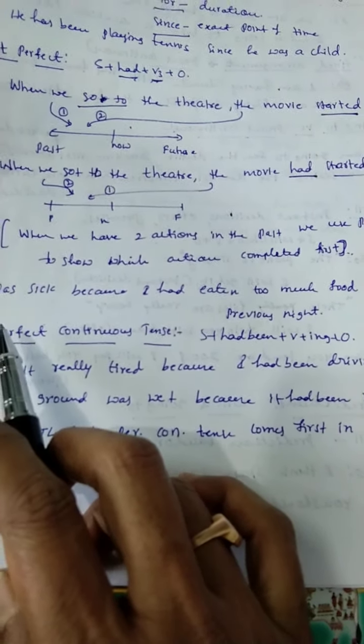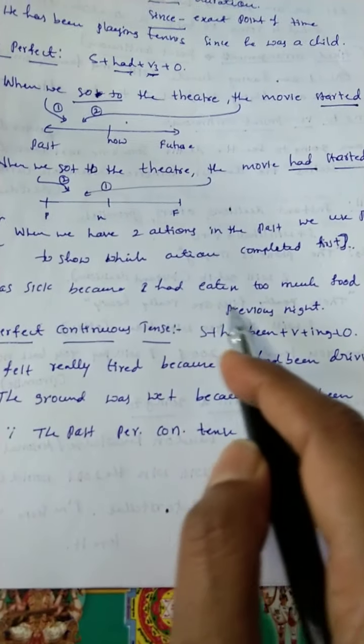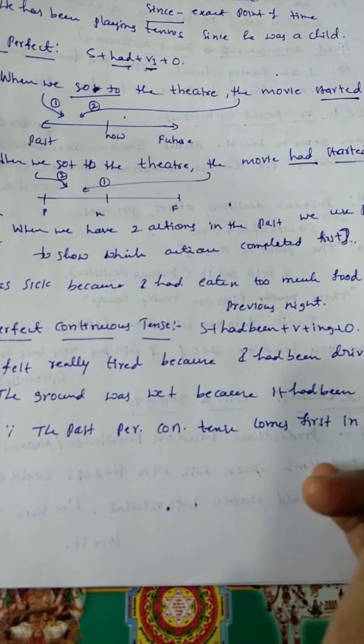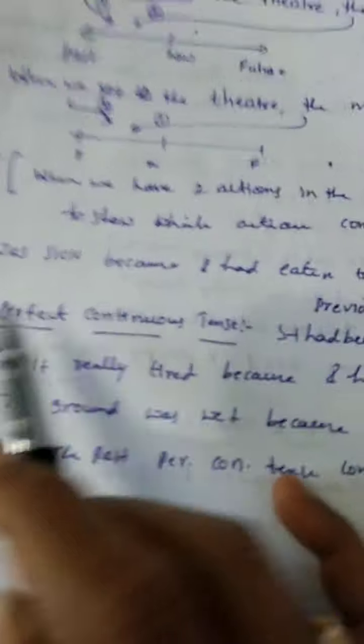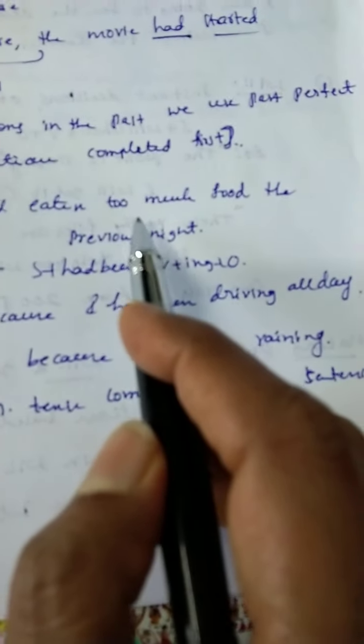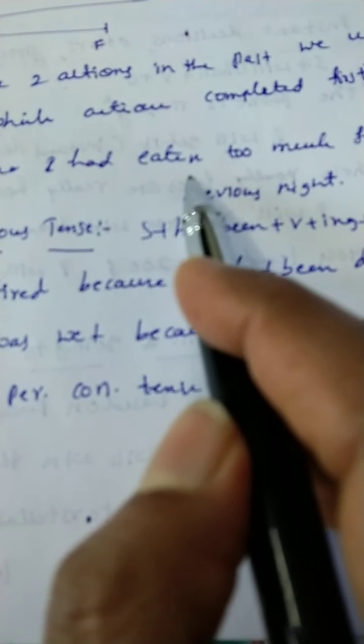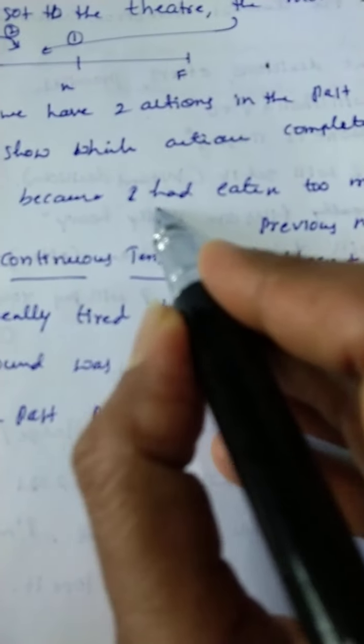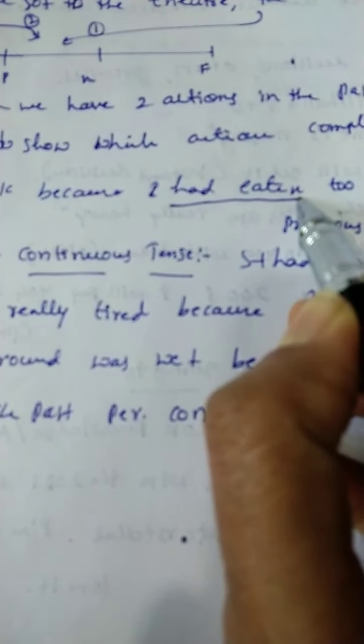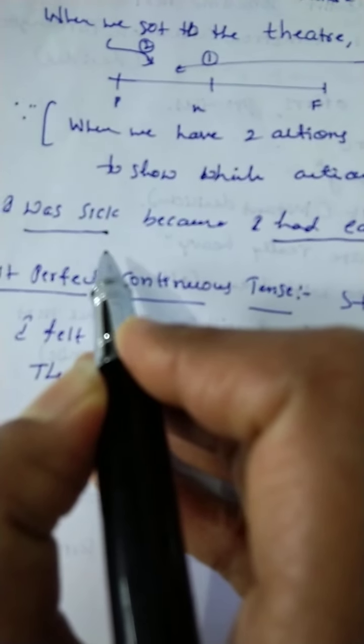And one more example is: I was sick because I had eaten too much food the previous night. Here the action is I had eaten too much food the previous night, so I was sick. The first action is had eaten, which is past perfect. Then I was sick, it is V2.